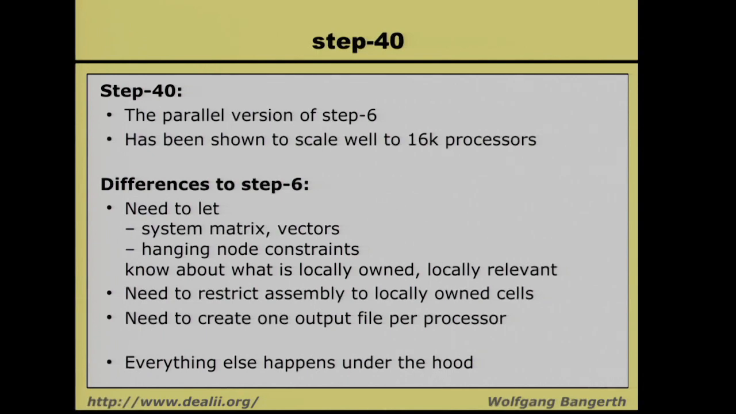But the point is that the differences between a parallel program and a sequential program, between step 40 and step 6, are actually not that large. Like I say, about 30 lines of code. It's more that you need to understand how that actually works, what's going on there. So you need to have this conceptual model of, for example, locally owned, locally relevant degrees of freedom, or locally owned cells versus ghost cells, and so on and so forth.